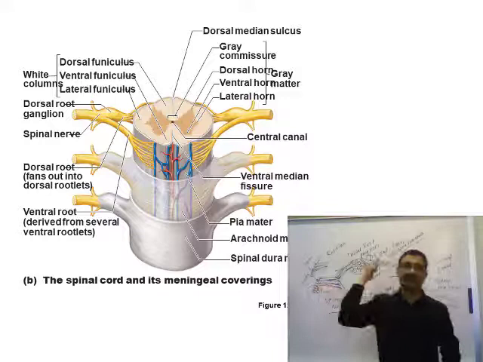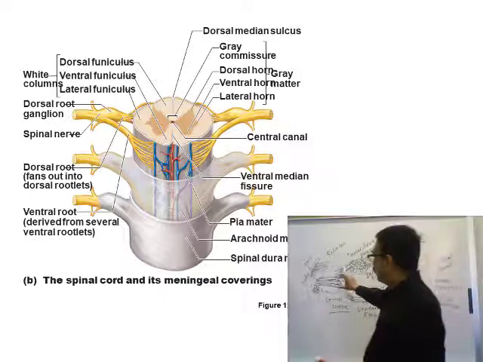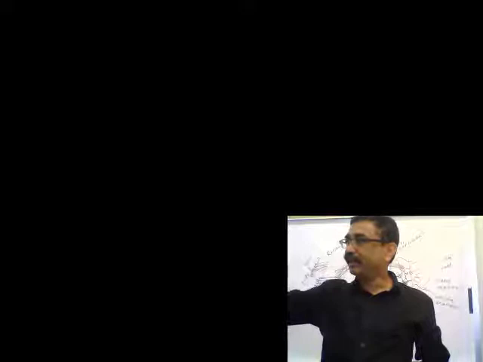But those two roots unite here, meet here, to form one what? Spinal nerve. One bundle, that is the spinal nerve. Now if I ask you simple question, in dorsal root, what kind of fibers you have? Sensory or motor? Sensory. In ventral root? Motor. And the signal in opposite direction, right? Dorsal root takes the signal to the spinal cord. Ventral root takes the signal away from the spinal cord, out.